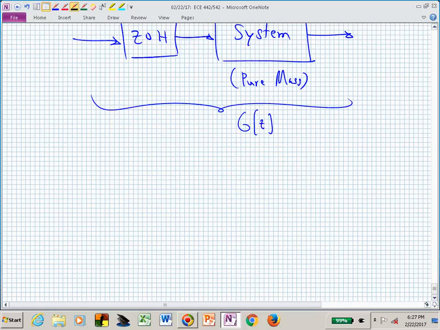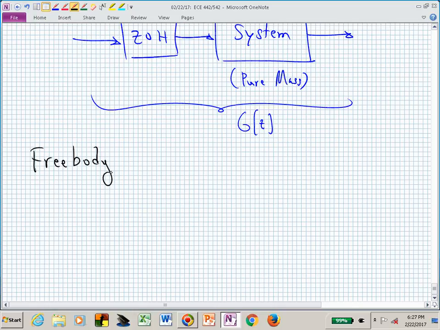Now, for all of you that were in 441A or 541A, you should just be able to tell me what G of S is. You maybe didn't take 441A or 541A, or maybe you've forgotten what that might be. Shame on you. Don't be doing that. You'll confuse me.